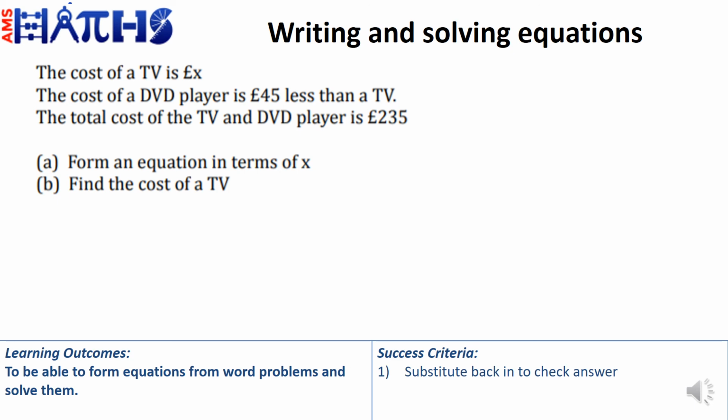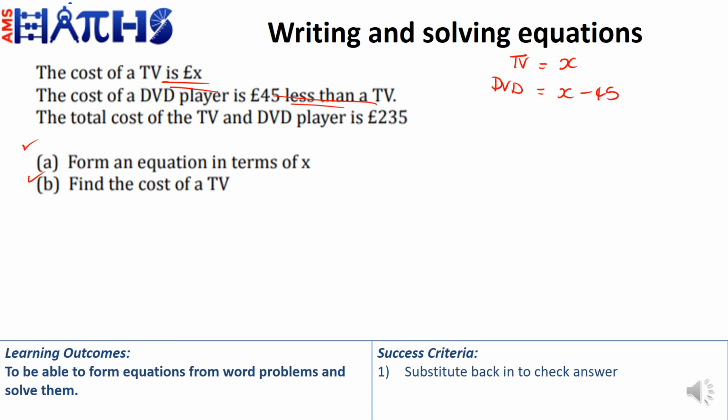Alright, let's check. The cost of the television, the TV, is x pounds. The cost of a DVD player is £45 less than the TV. The total cost of both the TV and DVD player is £235. So we need to form our equation for part A and then find the cost of the TV. So let's go. The TV, making a note, is x. The DVD player is £45 less than the TV, so it's the TV minus £45.